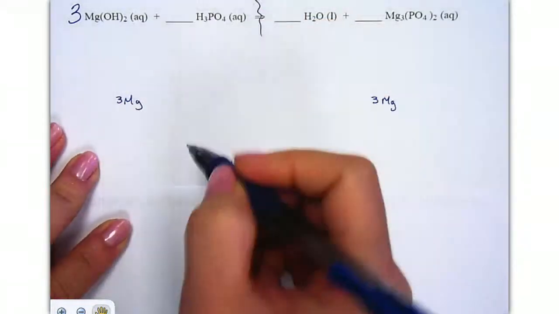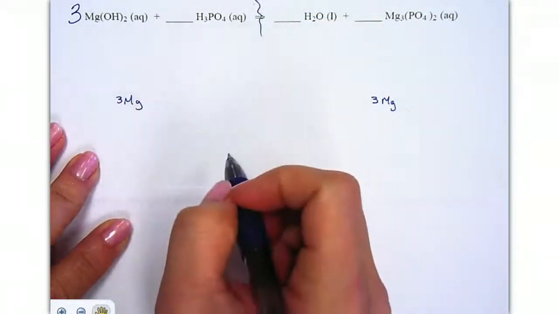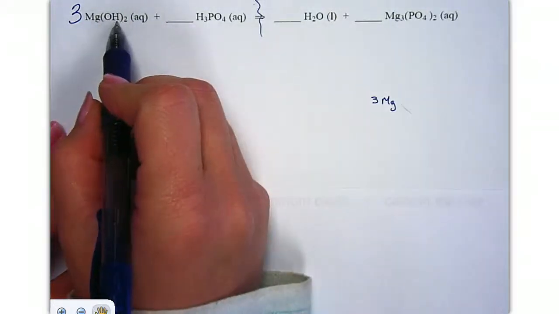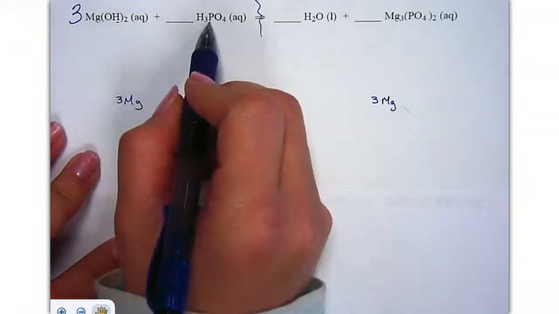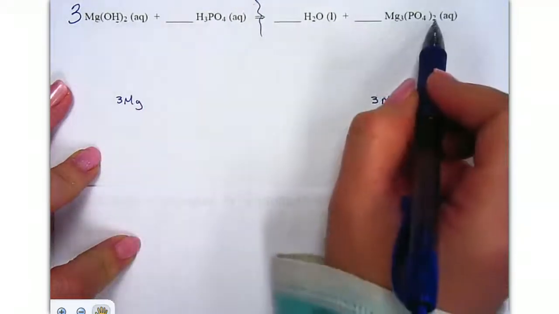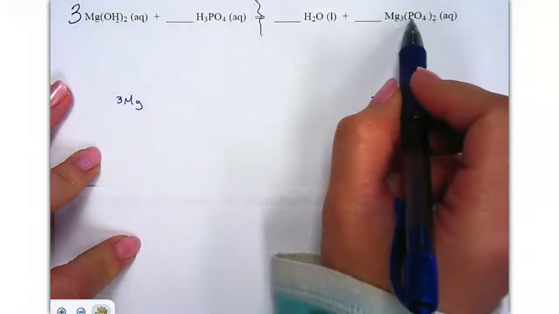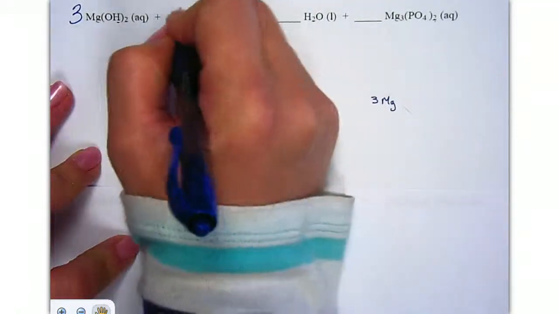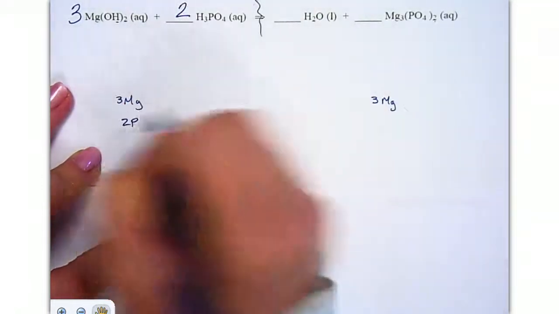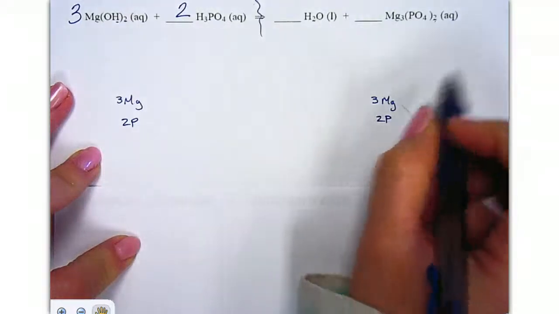Remember, here's our dividing line, both sides of the arrow, both sides of the yield sign. You want to always save oxygen and hydrogen for last. So I'm going to go for phosphorus. There's 1 phosphorus on the left. This 2 distributes, giving me 2 phosphorus on the right. So I need a 2 in front of this phosphorus. So now I have 2 phosphorus on the left and 2 phosphorus on the right.